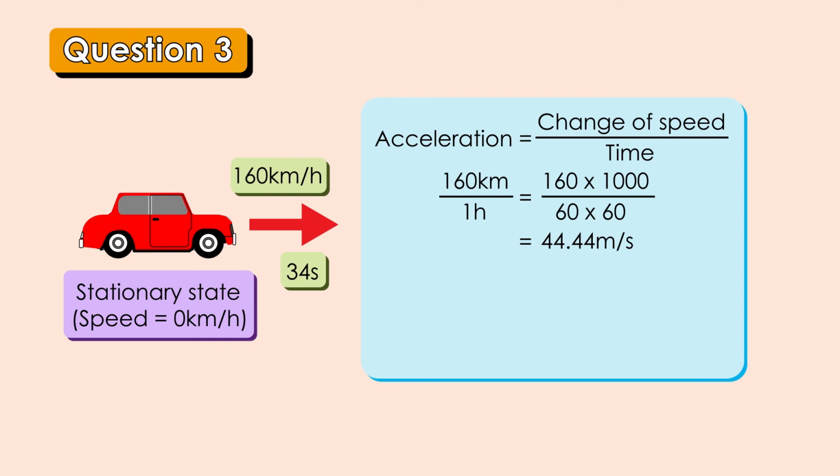Now we can substitute the values in the acceleration formula. Acceleration is 44.44 meter per second divided by 34 seconds. Thus, acceleration of the car is 1.307 meter per second square. Excellent! You are doing great! Well, do you remember what is acceleration and deceleration?